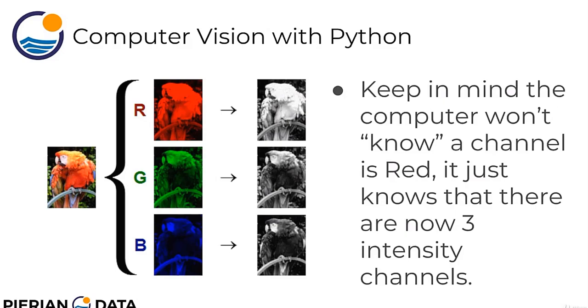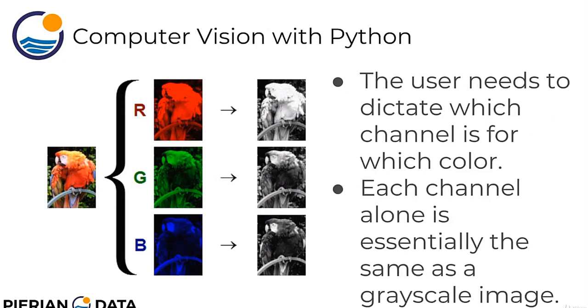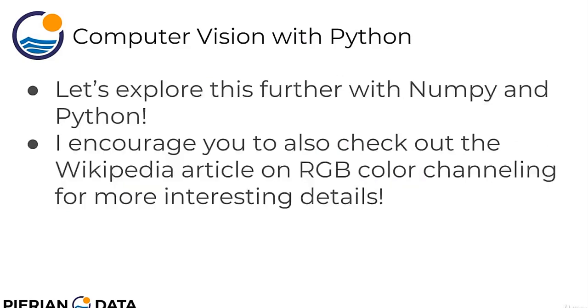So keep in mind, we're still getting values between 0 and 255. It's just now we have 3 of those mappings, 1 for red, 1 for green, and 1 for blue. So the user needs to dictate which channel is for which color. Each channel alone is essentially the same as a single grayscale image. So let's explore this further with NumPy and Python.